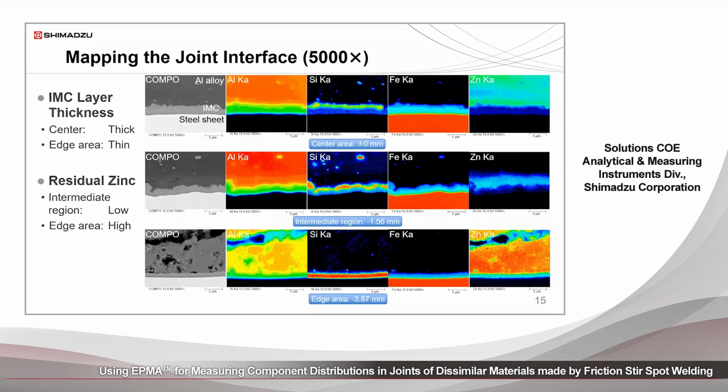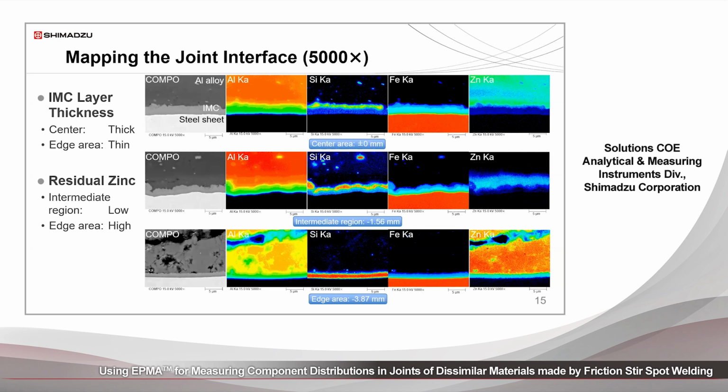The following are elemental maps collected with the WDS spectrometers on the EPMA at a magnification of 5000x. The first column is the compo image collected from the backscattering electron detector on the EPMA. The following columns after that are elemental maps: aluminum, silicon, iron, and zinc. The top row is the center area, followed by the middle row, the intermediate region, and the bottom is the edge area. Some observations.